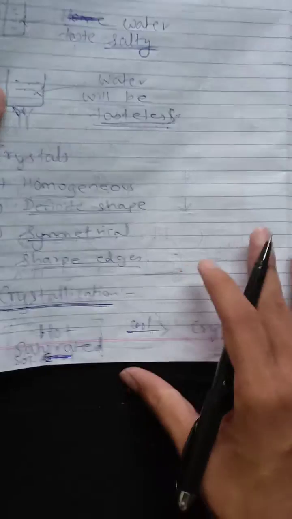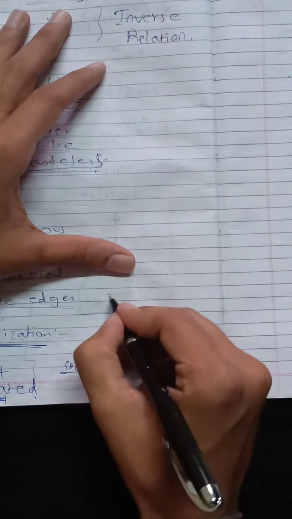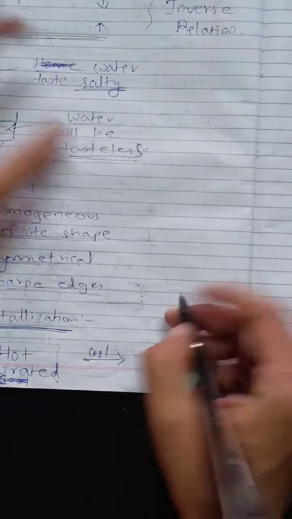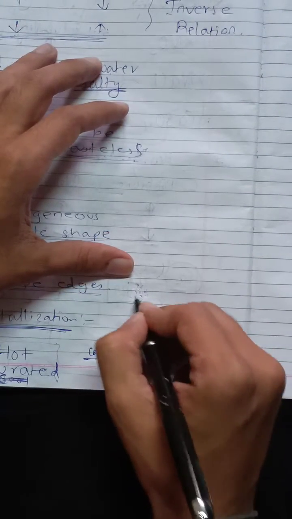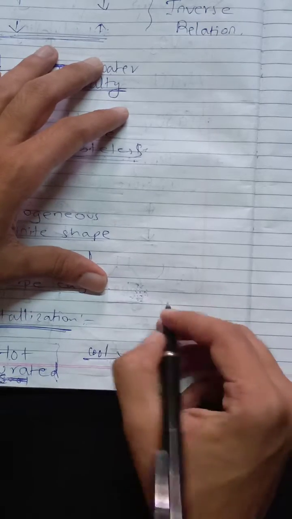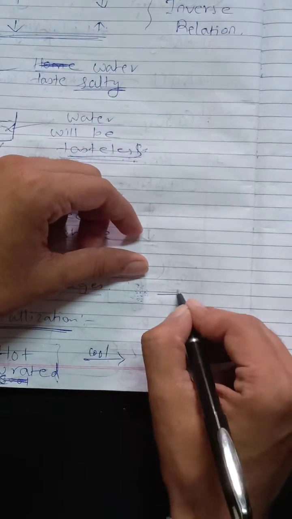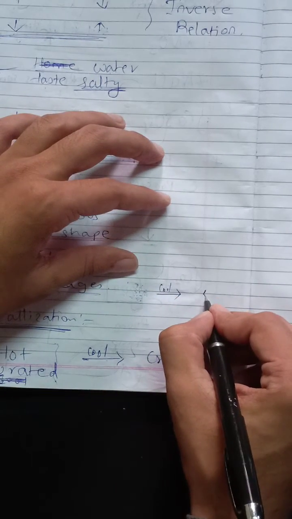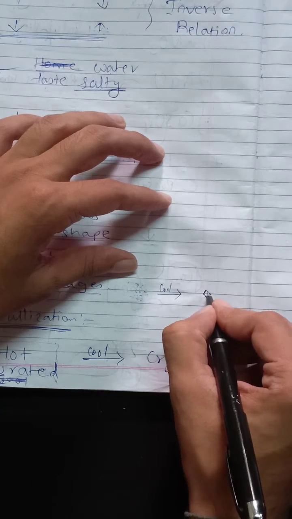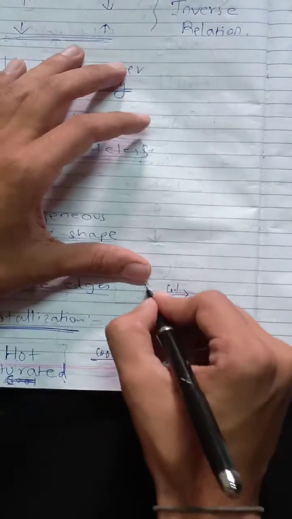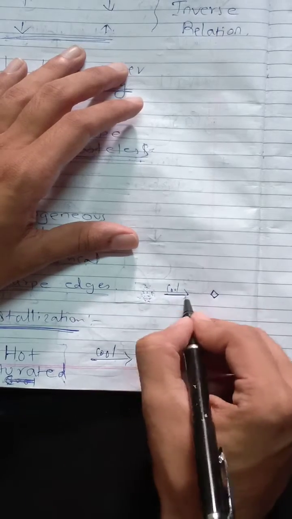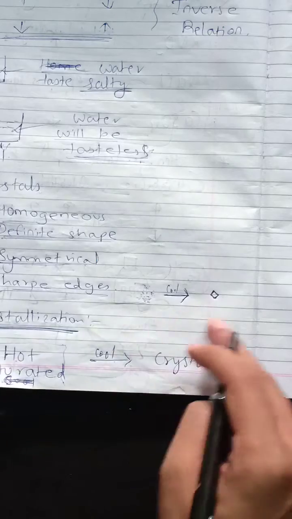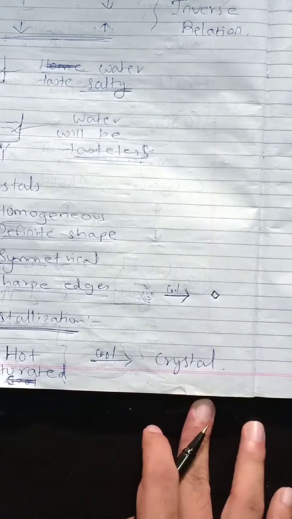Suppose this is the powdery form. When I keep this powder form cool for a period of time, it will eventually form a shape like this. Suppose this was the powdery shape, and now when I have cooled this solution, it eventually got converted into crystals. So this is how the crystals get formed.